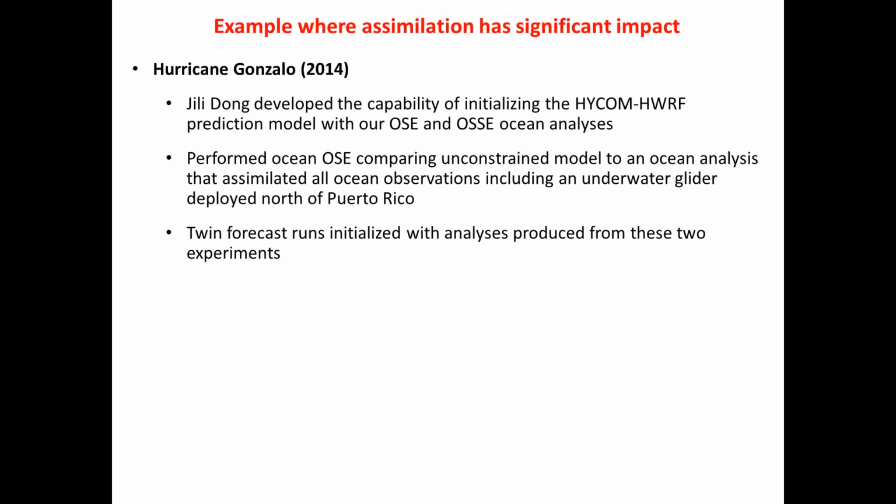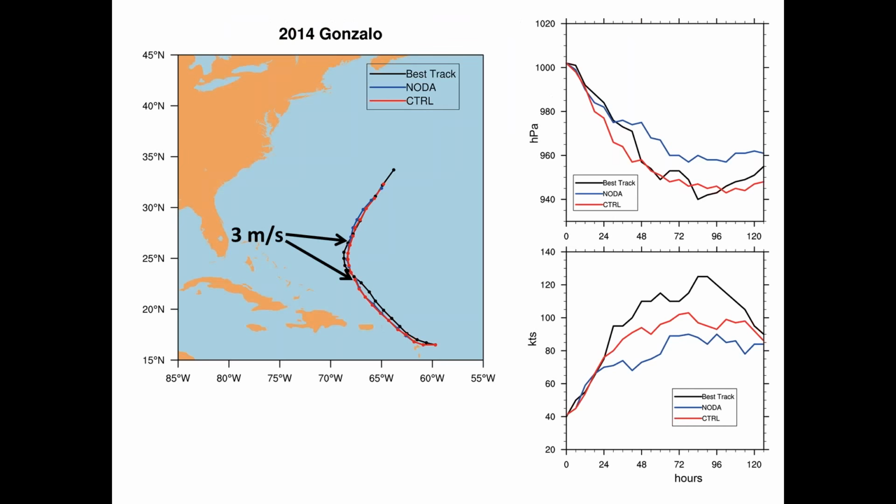Now, I'm going to show an example where assimilation has significant impact. I think we've all seen this, Hurricane Gonzalo 2014, the work that Jilly Dong did, where we ran an ocean OSSE, and provided him with two initial ocean fields, one from an unconstrained model, the second assimilating all ocean observations, including the glider that was north of Puerto Rico at that time. And we ran twin forecast runs from these two experiments. And on the right, you see the intensity, pressure on top, wind speed on the bottom, and the black curve is best track, what was actually observed.